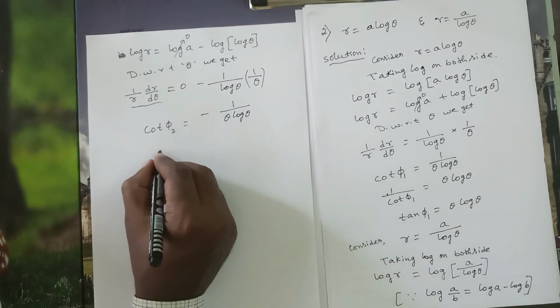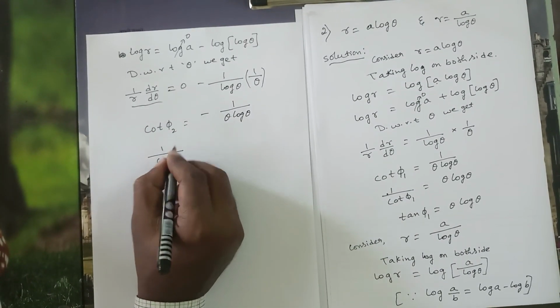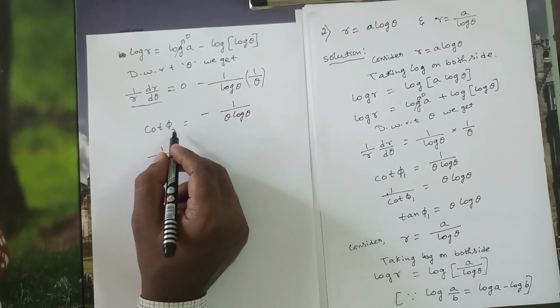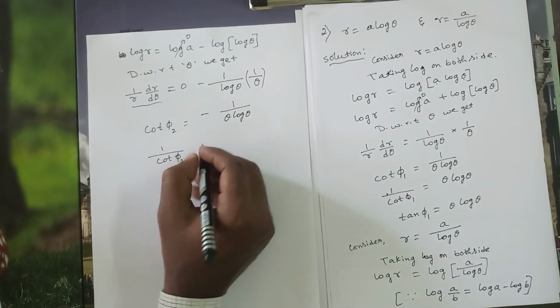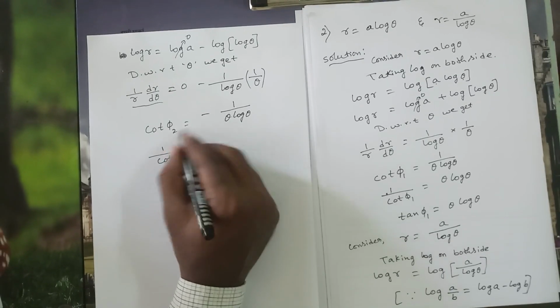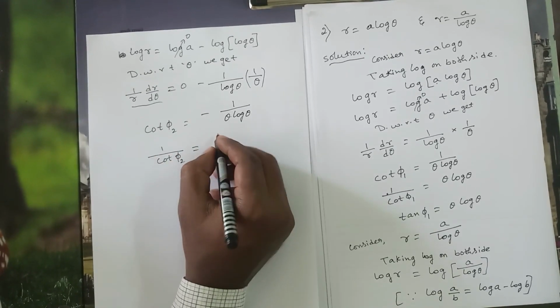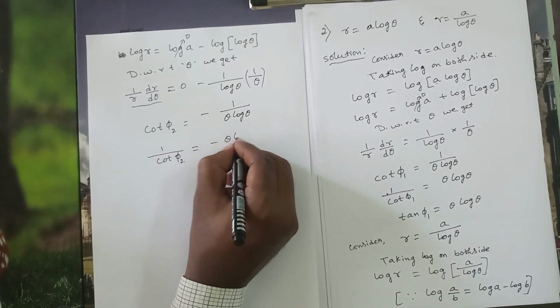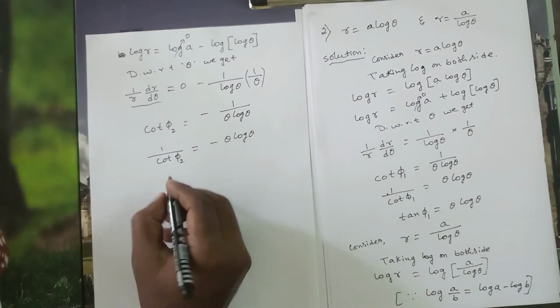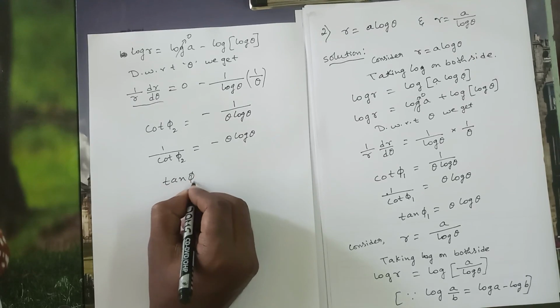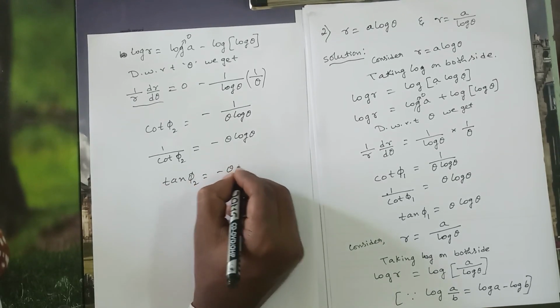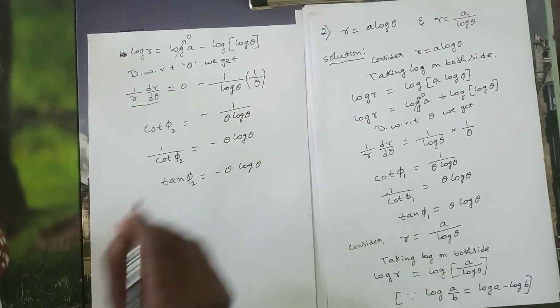I will take the reciprocal for that one because you will not get phi 2 directly. So 1 over cot phi 2 equals minus theta into log theta. 1 over cot can be written as tan, so tan phi 2 equals minus theta into log theta.